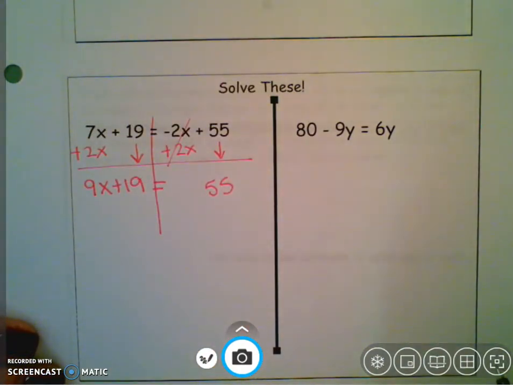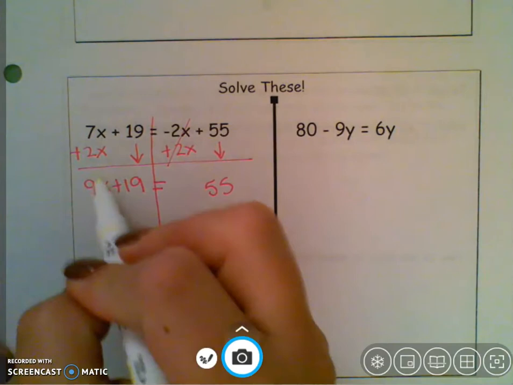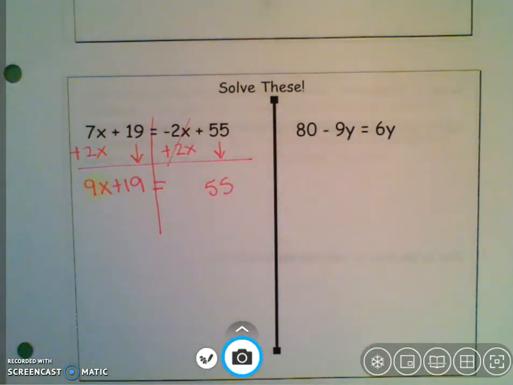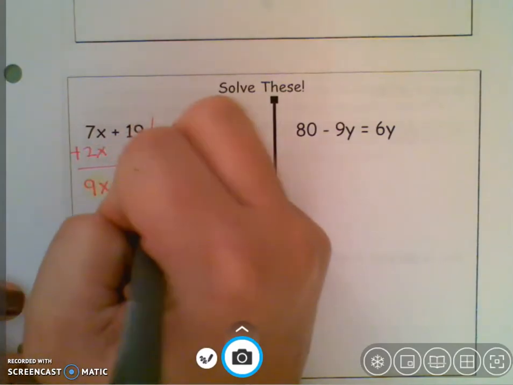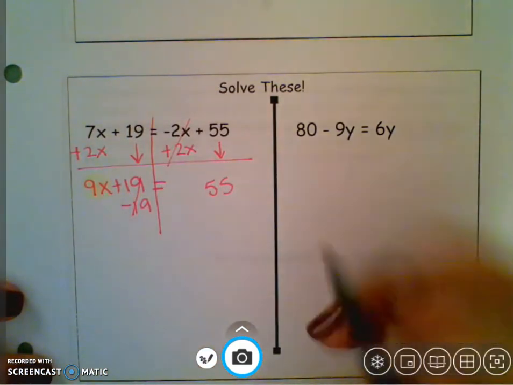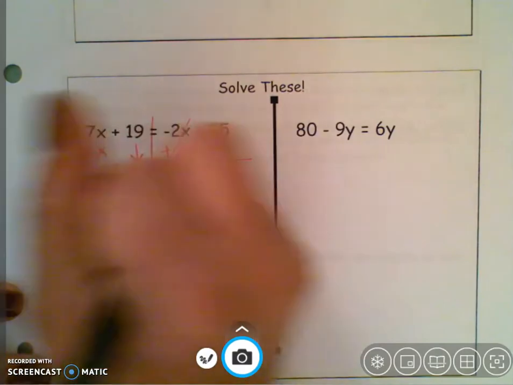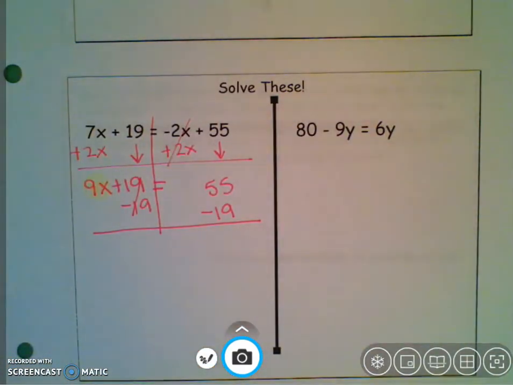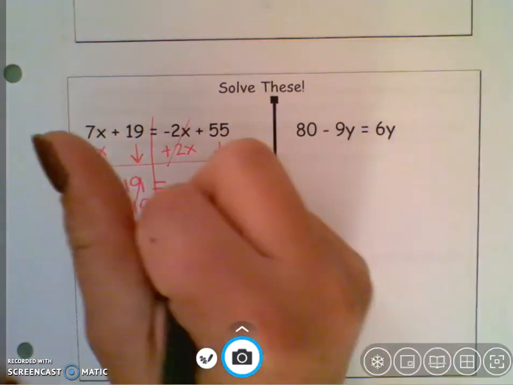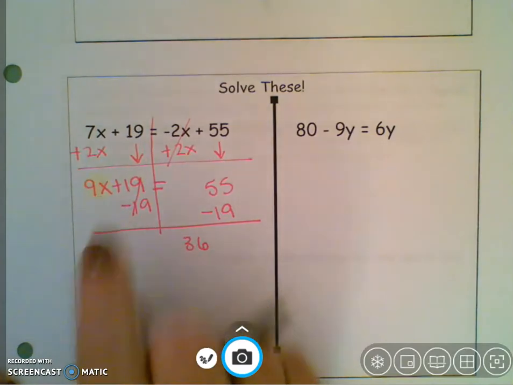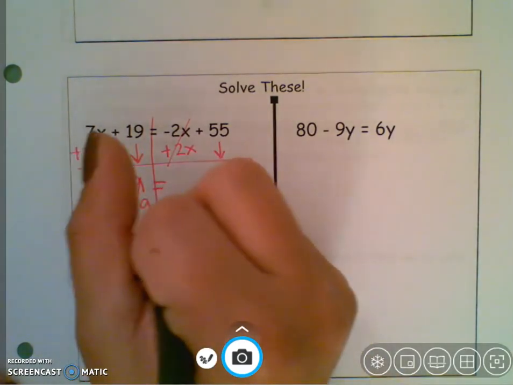Now it's a two-step equation like what we've been doing. So we have to get the x by itself. So I need that right there to be by itself. So I need to subtract the 19, subtract the 19. So 55 minus 19 gives you 36. And then you bring your 9x down.